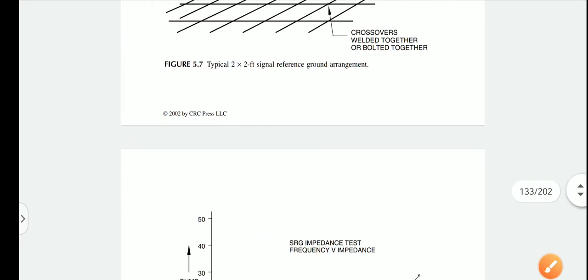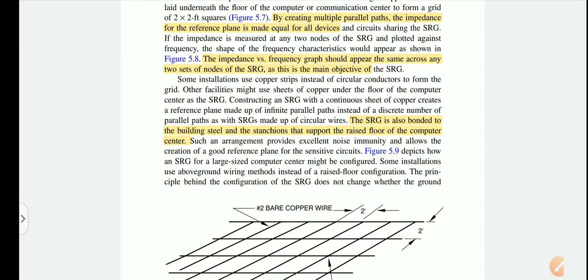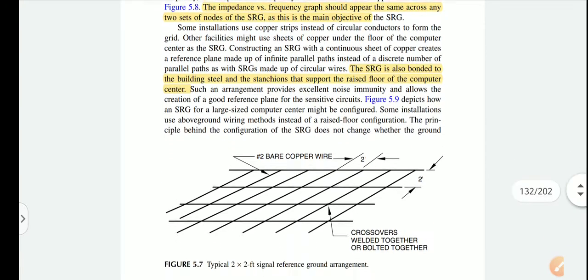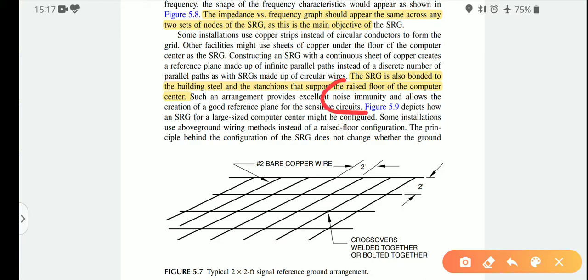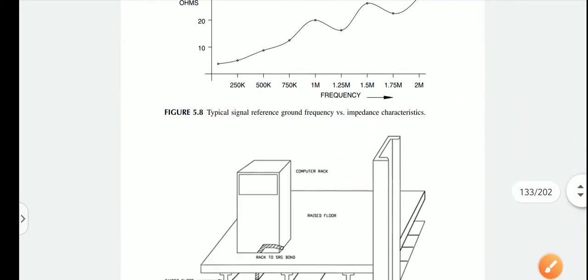So what it says is that the SRG is also bonded to the building steel and the stanchions that support the raised floor of the computer center. Such an arrangement provides excellent noise immunity and allows the creation of a good reference plane for sensitive circuits. Despite this, the SRG for a large computer center might be configured differently. So these types of methods are used.